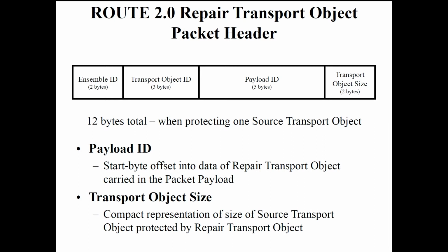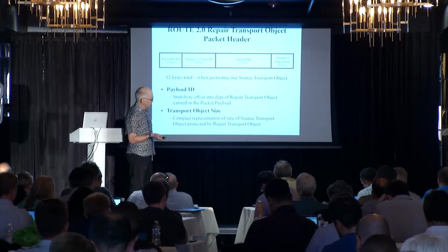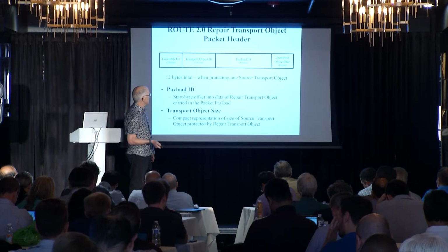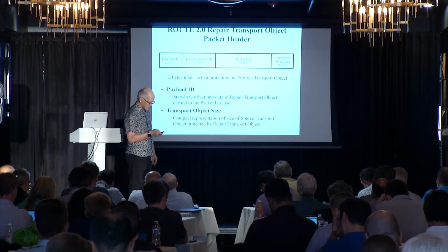The payload ID is similar, but it's a start byte offset into the data of the repair transport object, not in the source transport object. So it says which byte of repair you are starting with in this packet payload. And then the transport object size is the size of the source transport object that's being protected by this repair transport object. So that's a very simple, very similar format, actually identical for the source and repair, with slightly different meanings.